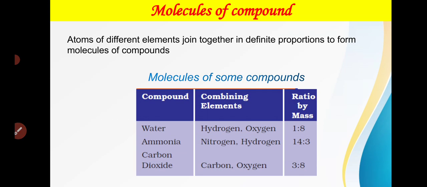Molecules of a compound. We have seen that there are certain monoatomic molecules and certain diatomic molecules. Diatomic and monoatomic depend on that particular element. Now we are moving towards compounds, which are substances where atoms of two different elements are combined with each other.